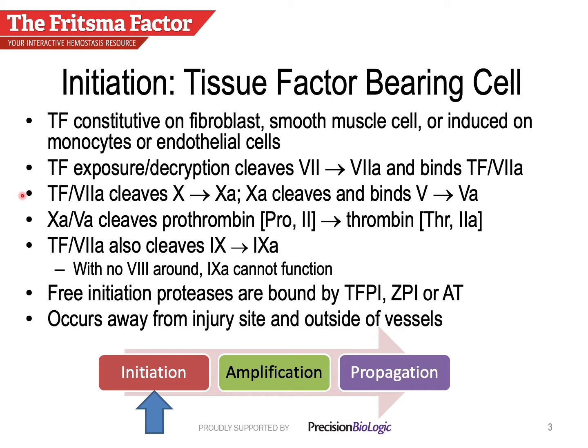The tissue factor 7A complex then cleaves factor 10, giving you 10A, which cleaves, activates, and binds factor 5 to form 5A. The 10A, 5A complex cleaves and activates prothrombin to form thrombin. Tissue factor 7A also cleaves factor 9 to form 9A, but with no factor 8 around, the 9A cannot function.